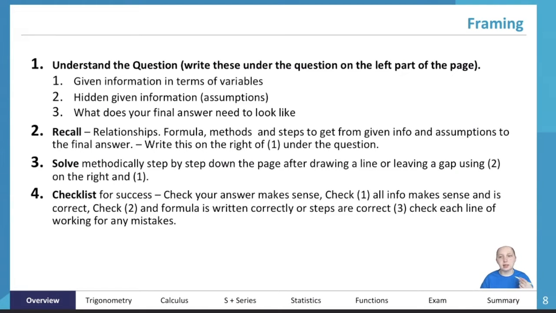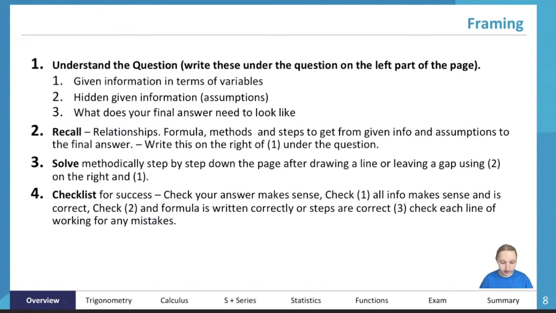If you're thinking about differentiation or integration, and you're integrating something, your answer is going to have a plus c in it, unless you've been given data to help you work out what that plus c is. So you want to be thinking about what that final answer is going to look like, and that is usually a really big giveaway for step 3 on how you actually solve it.